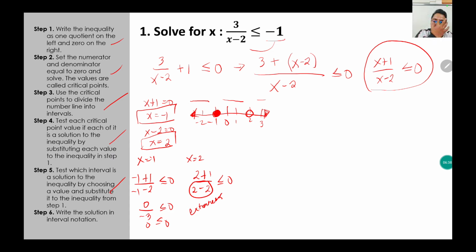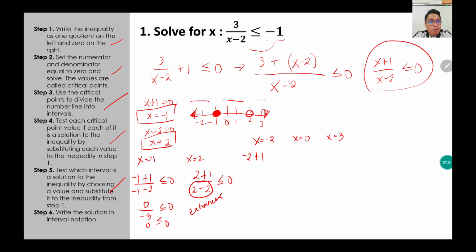So, i-check natin yan by choosing a value. Siyempre, pipiliin natin yung maliliit. So, from the first interval, we can choose x equals negative 2, since yun na yung pinakamababa, kasi magsasubstitute tayo eh. And then, for the other one, we choose x equals 0. Mas madali kapag maliit lang na value. And x equals 3. So, substitute natin sila isa-isa.